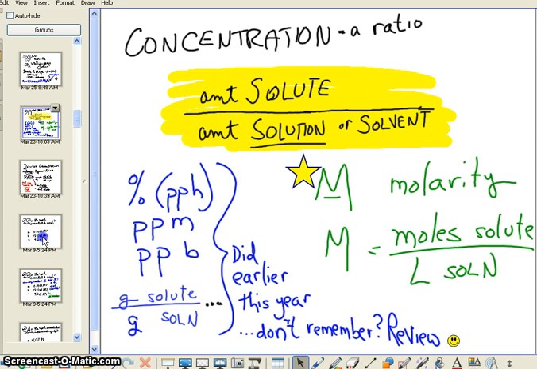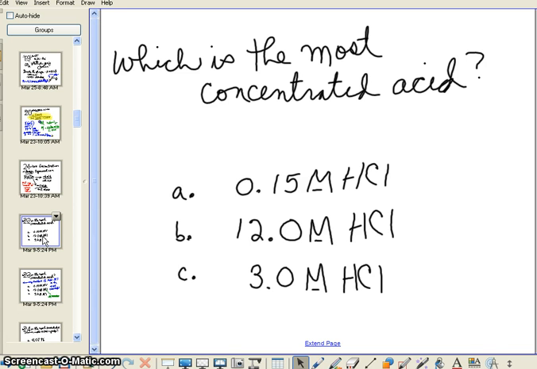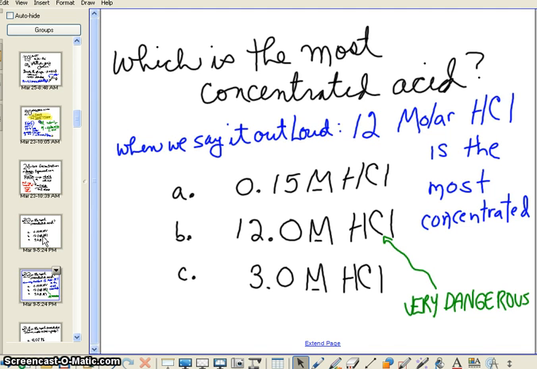So let's go to another problem and ask the question, which solution is most concentrated? A, B, or C? This is not difficult here. Don't overthink it. Yeah, B is the most concentrated solution. The way that you would say that, you would say 12.0 molar HCl. Now, this is the HCl that you used earlier this week in lab when you were testing colloids and suspensions, and you had to wear gloves and goggles and extreme care in working with the concentrated hydrochloric acid.